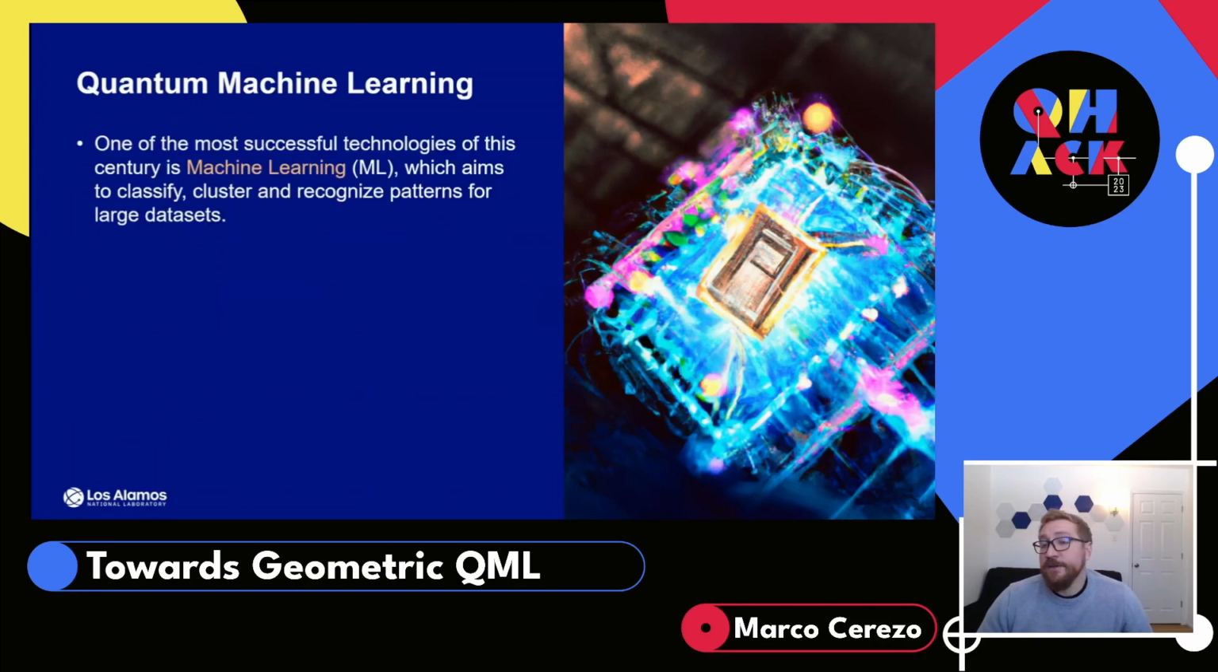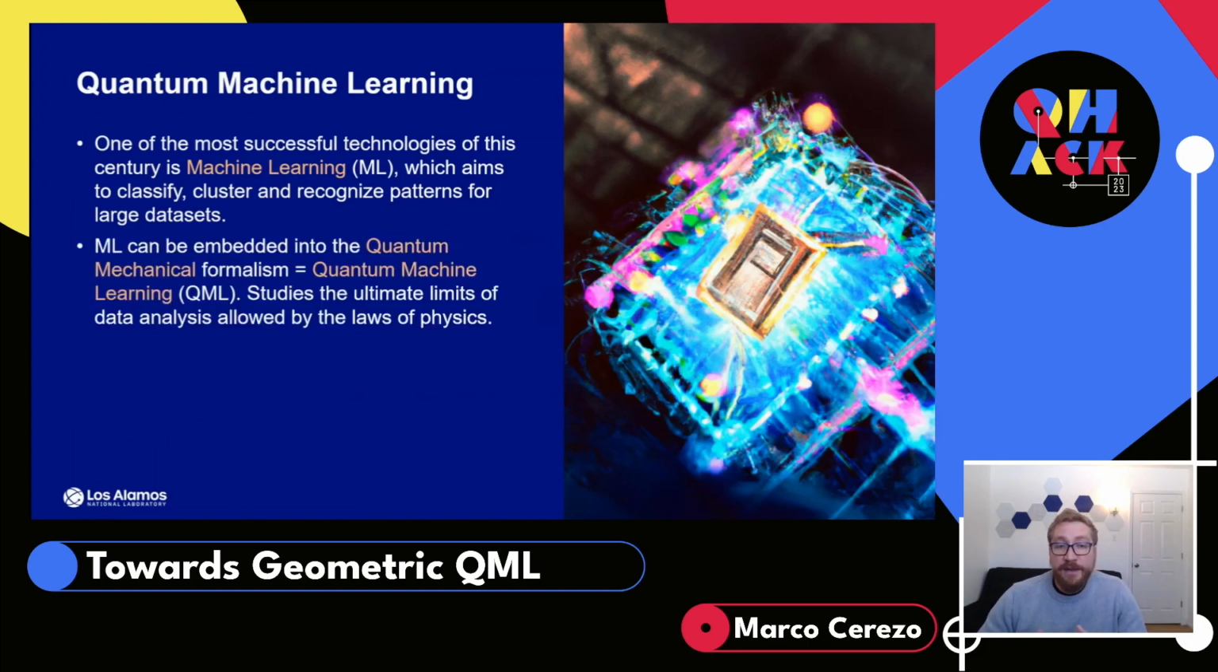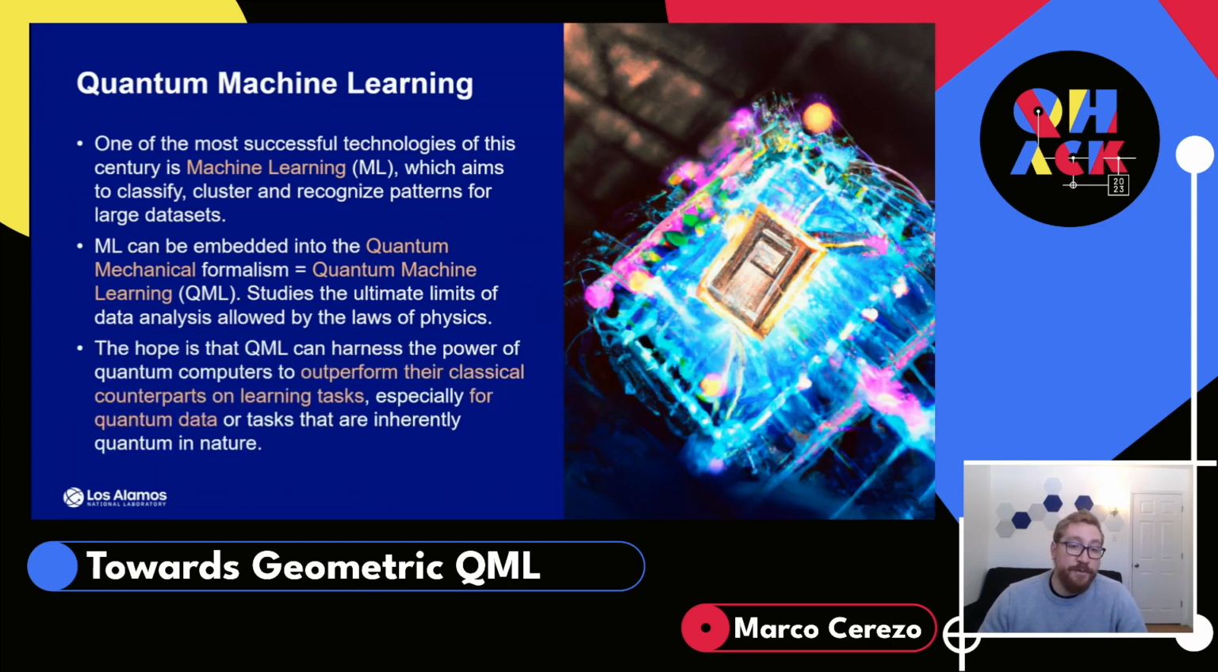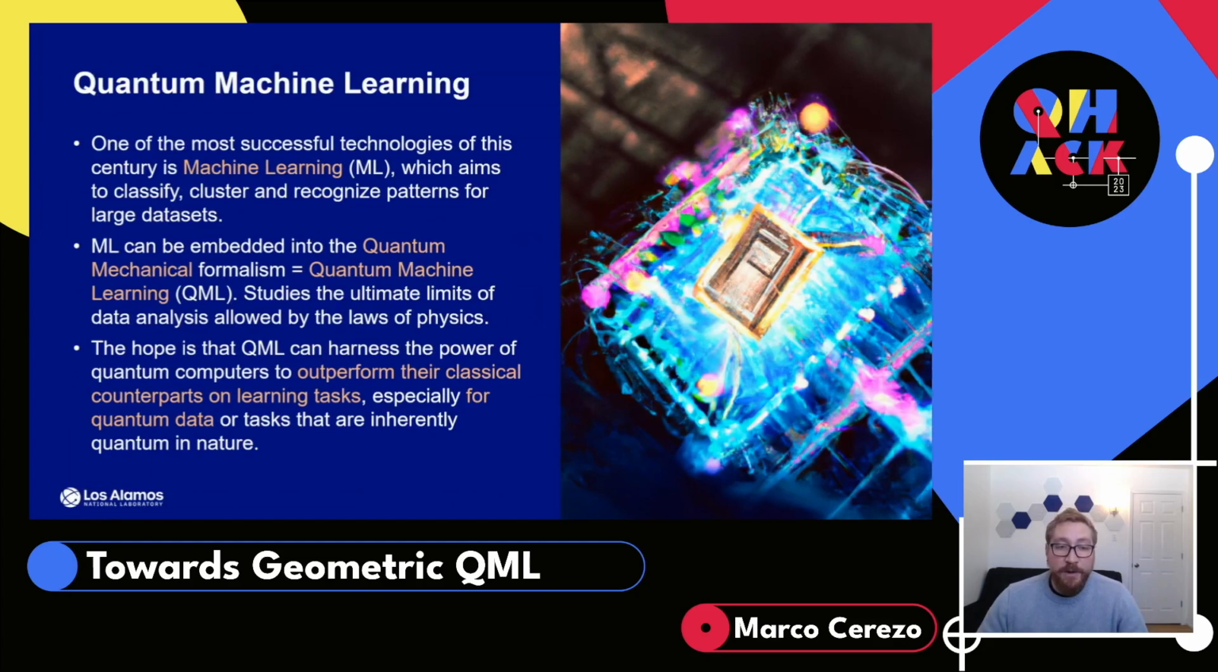So we already know that machine learning is one of the most disruptive technologies that we've had in the past few years. It allows us to learn and classify data and find patterns, and it has essentially revolutionized all areas of technology and scientific research. And we all know that the main idea of quantum machine learning is to take the learning formulas of machine learning, try to combine them with quantum mechanics, and see if we can do anything that we couldn't do otherwise, right? And of course, the hope is that by harnessing the power of quantum computers, we can outperform classical devices on learning tasks. This is where the quantum machine learning part comes in.